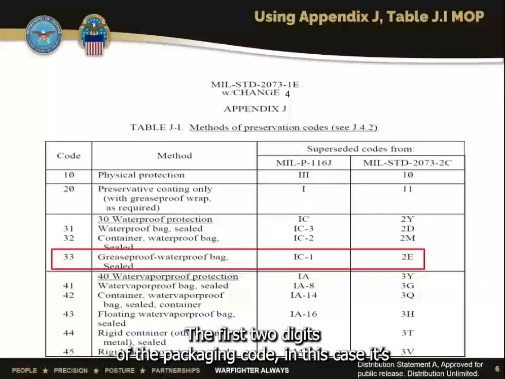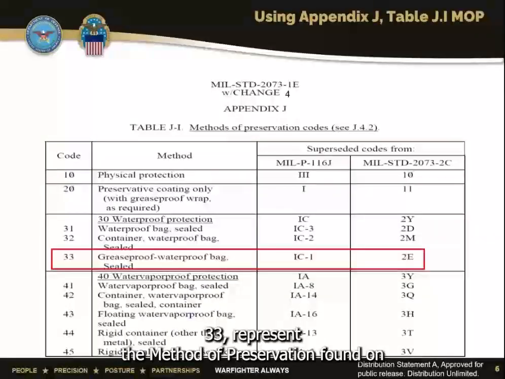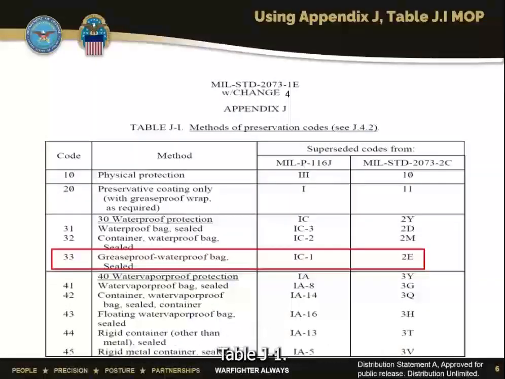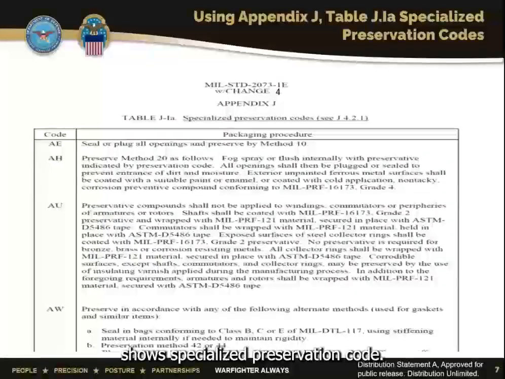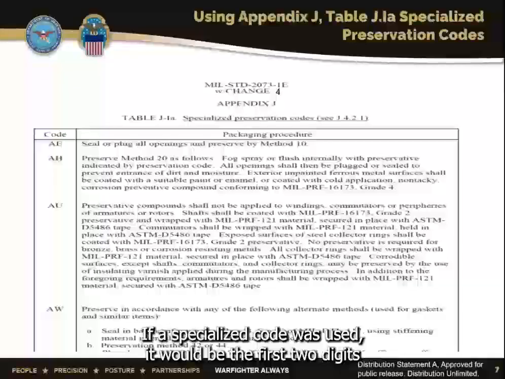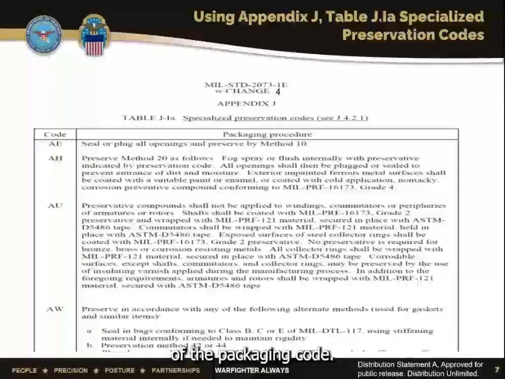The first two digits of the packaging code, in this case it's 33, represent the method of preservation found on table J1. 33 is a grease-proof, waterproof bag that's sealed. Table J1A shows specialized preservation codes. If a specialized code was used, it would be the first two digits of the packaging code.